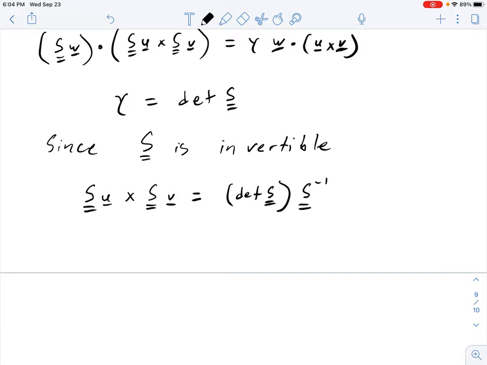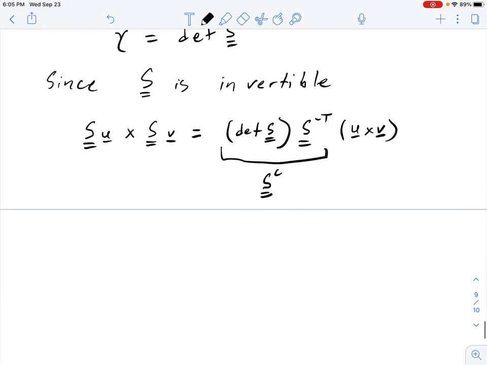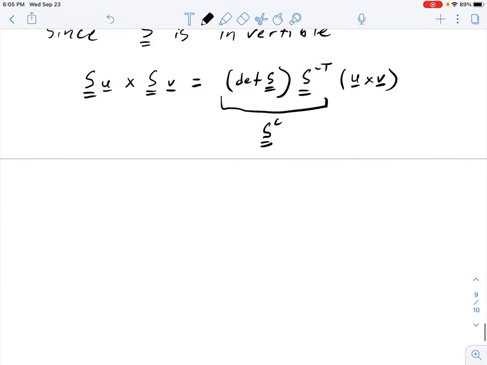So it's equal to the determinant of S, S inverse transpose, u cross v. So this whole thing here is one formula for the cofactor matrix of S. However, we can calculate the cofactor tensor of S, not matrix, even if it's not invertible, and we would actually typically calculate the inverse or the inverse transpose from the cofactor tensor there.